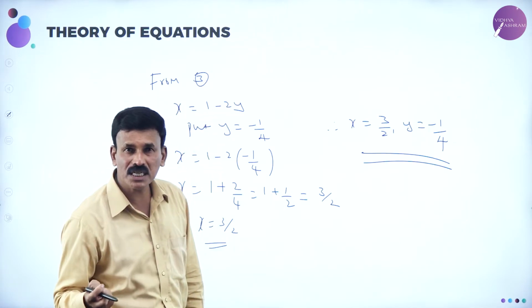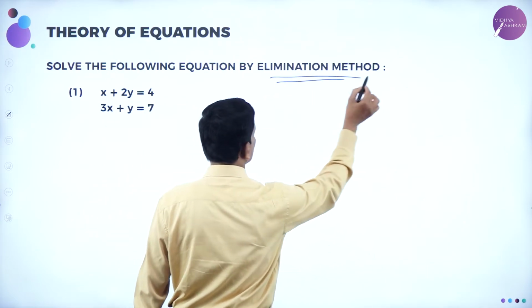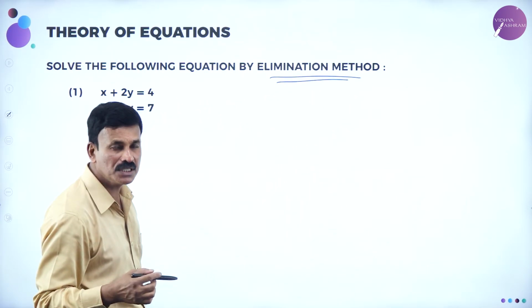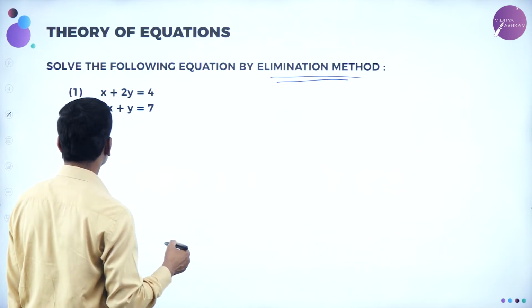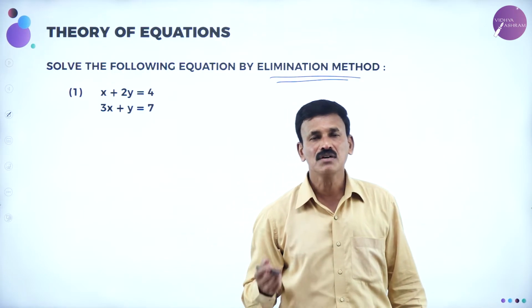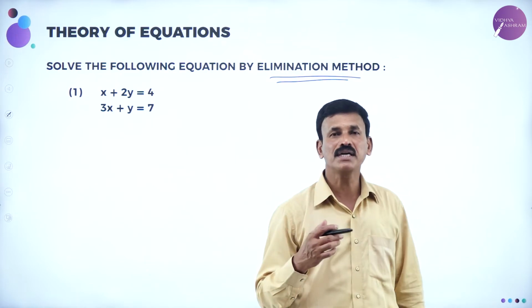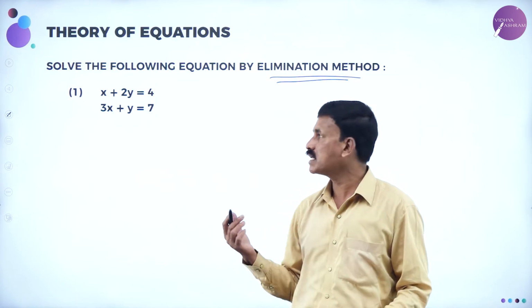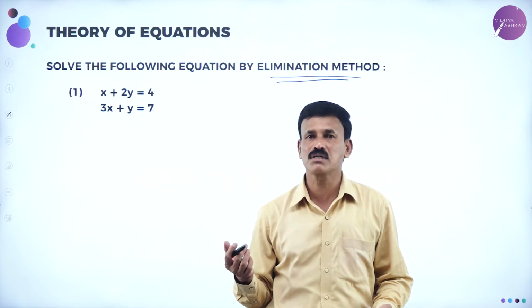Now let us come to the third method. Solve the following equations by the elimination method. What is given? X plus 2y is equal to 4 and 3x plus y is equal to 7. This can be solved by the method of elimination. We have discussed the first two methods, the comparison method and the substitution method. The third method is the elimination method and the fourth method is the rule of cross multiplication method.